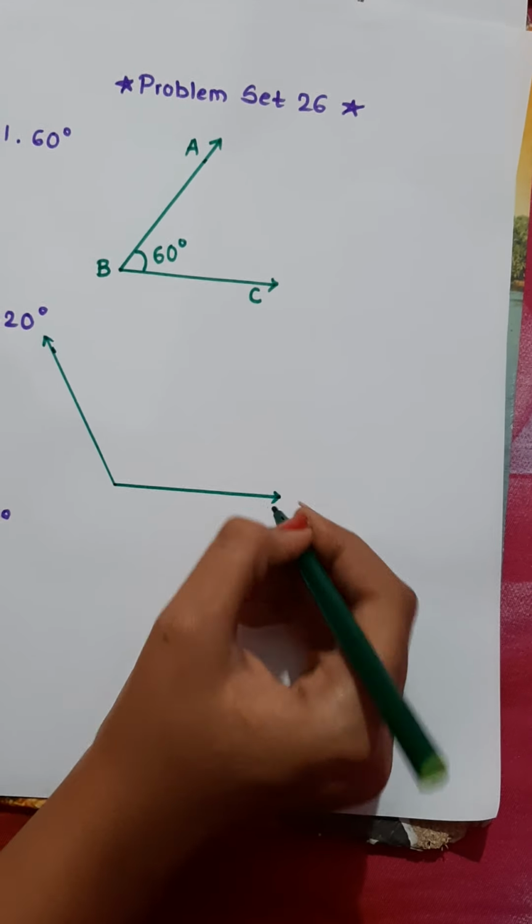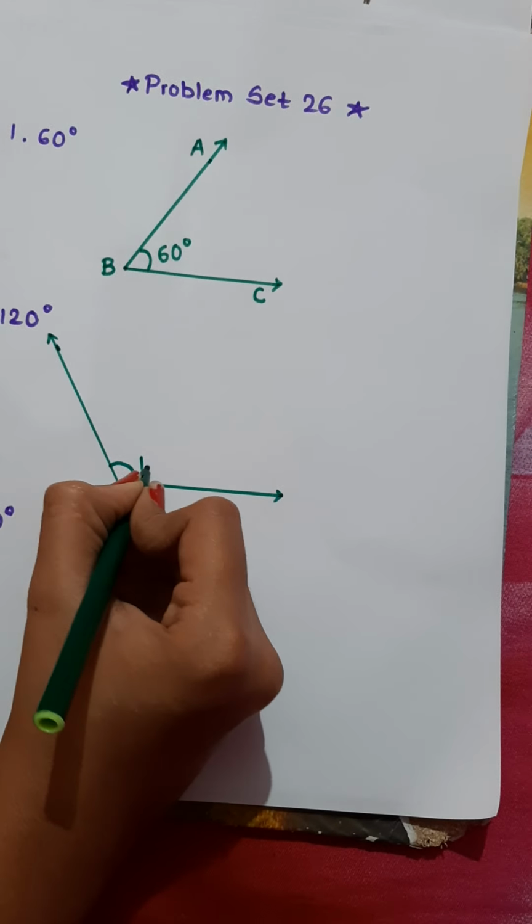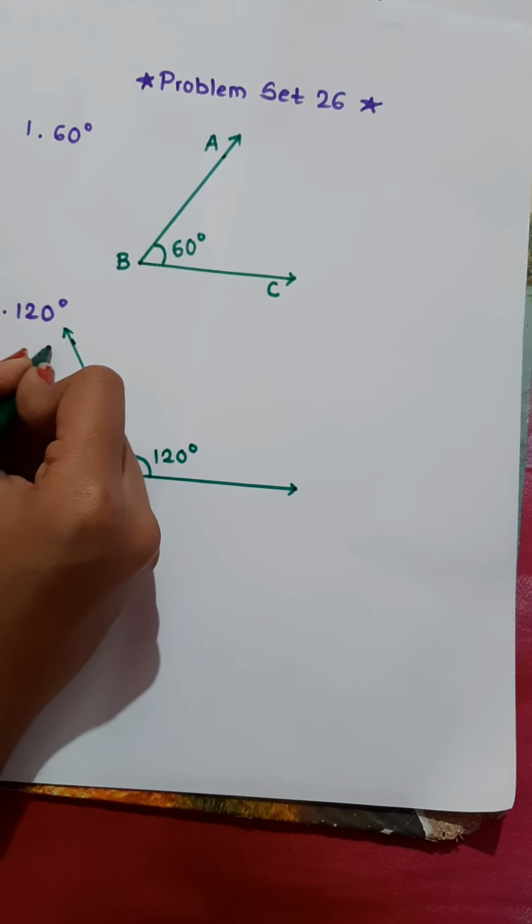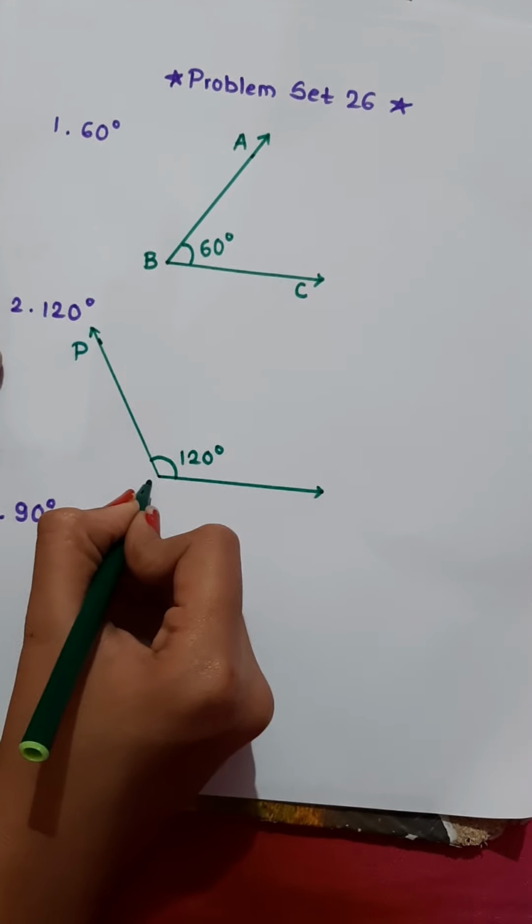Draw arrows. Write the measurement 120 degree. Give the name PQR.